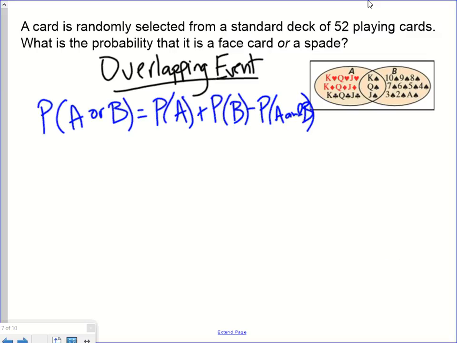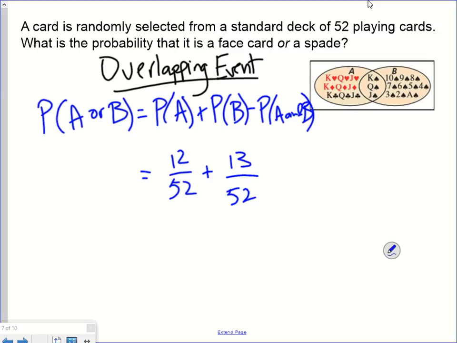So pretty similar. To find the probability, I do the same thing, only now I have to subtract the probability of both happening. So let's figure these out. What's the probability of A? The probability of drawing a face card. We already talked about that. That's 12 out of 52. And the probability of drawing a spade, well, the deck is broken evenly into 4 suits. So that means 13 of the cards are spades, ace through king.